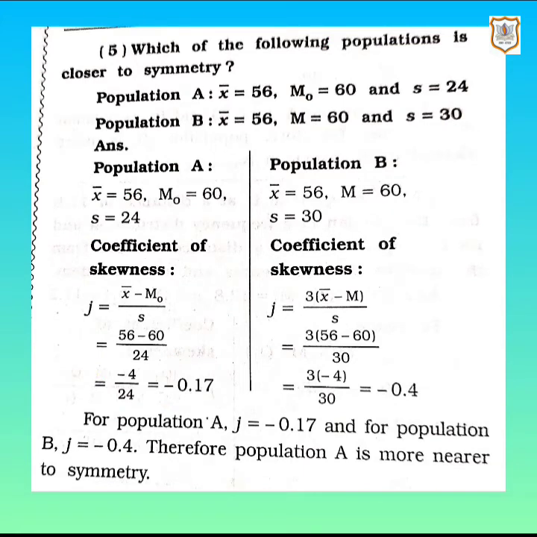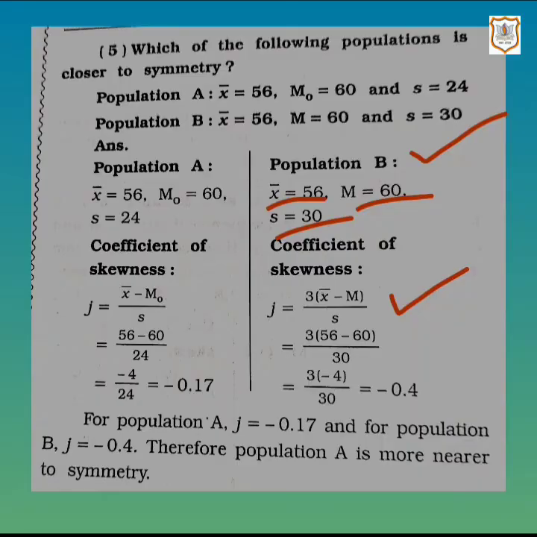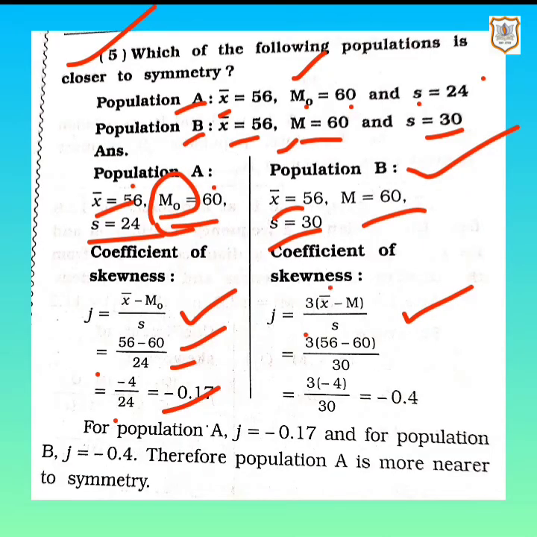Let's solve the coefficient of skewness of population B. Here mean is 56, median is 60, standard deviation is 30. So we'll use the formula of coefficient of skewness, J is equal to 3 times mean minus median upon standard deviation. So 3 we'll write as it is. Mean value is 56, so we'll write 56 minus median 60, upon standard deviation 30. So 56 minus 60 gives you negative 4. So the 3 will be cancelled here. 3 ones are 3, 10s are 30, and then minus 4 upon 10 gives you negative 0.4.